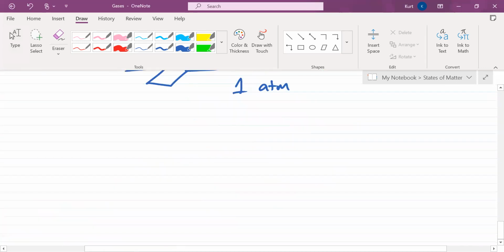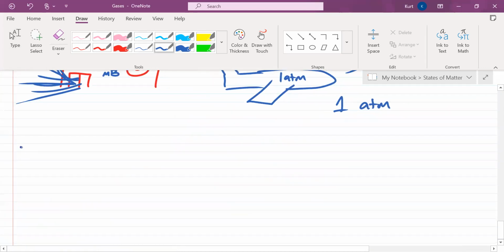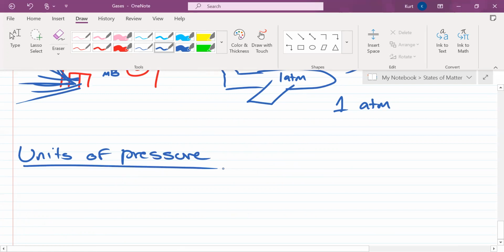Okay, so I mentioned atmospheres. Let's talk about units that measure pressure. I'd like to show you guys just a few little fun movie clips of things getting sucked out of a room or an airplane. The first one, now keep this in mind, everybody.